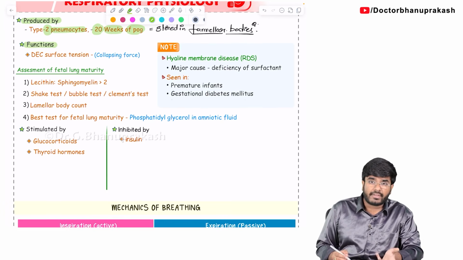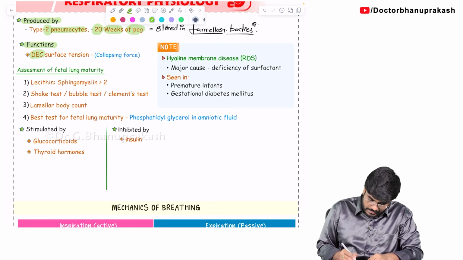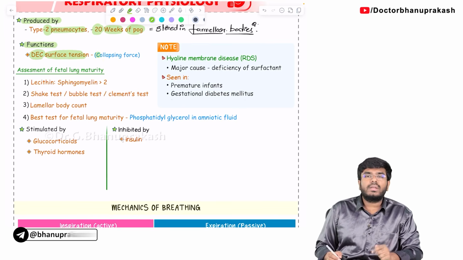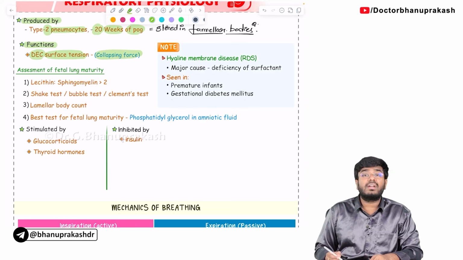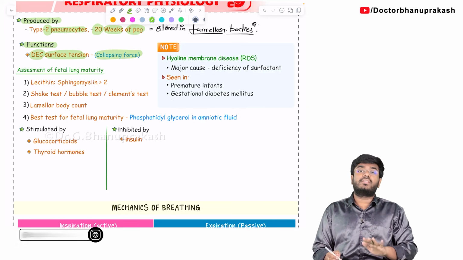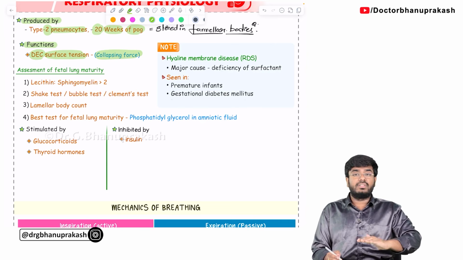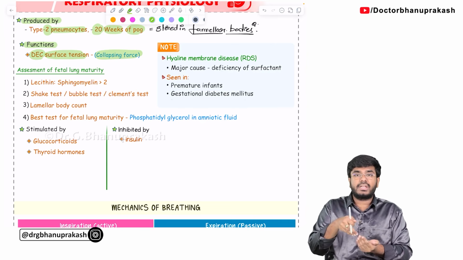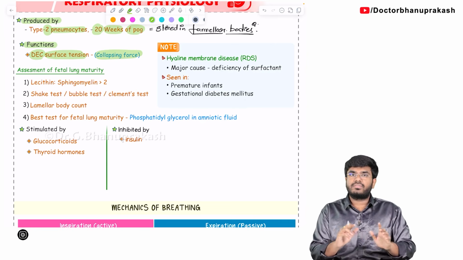Have I already taught you? Surfactant decreases surface tension. What kind of force is surface tension? Surface tension is a very bad, collapsing force because of the air-water interface. Wherever air molecules meet with water molecules, at that junction a bad force called surface tension develops.